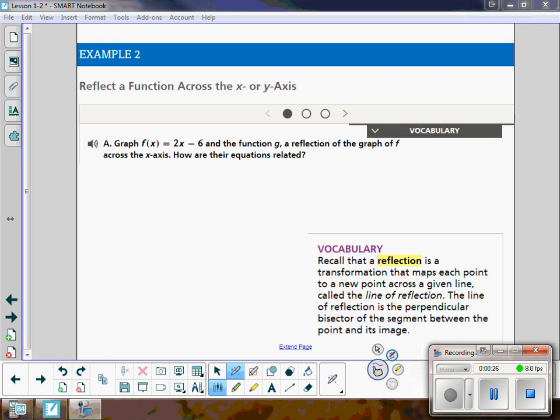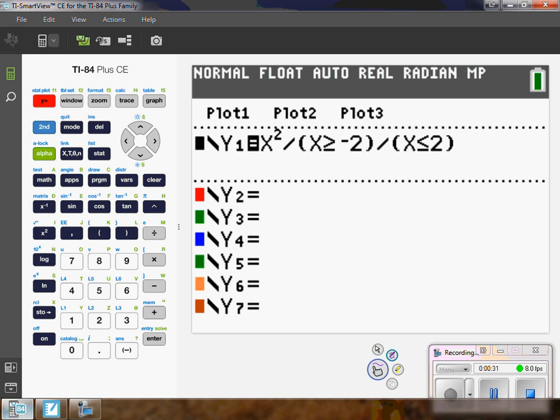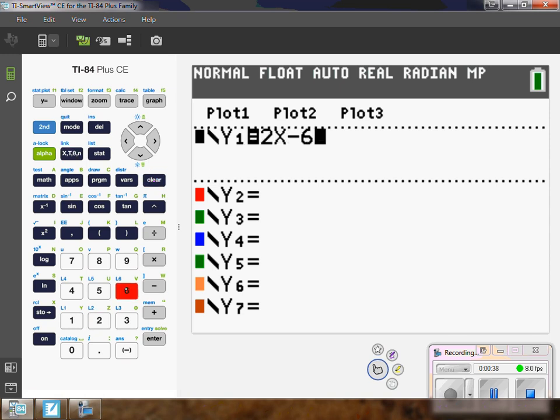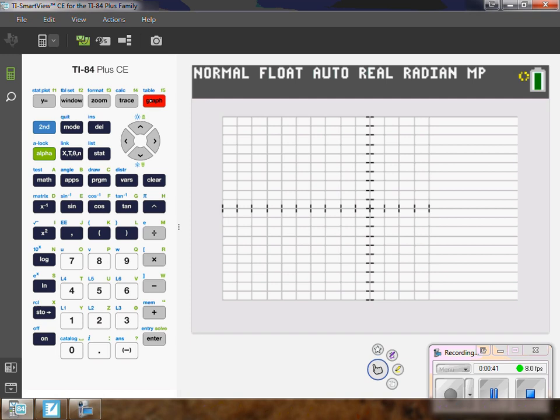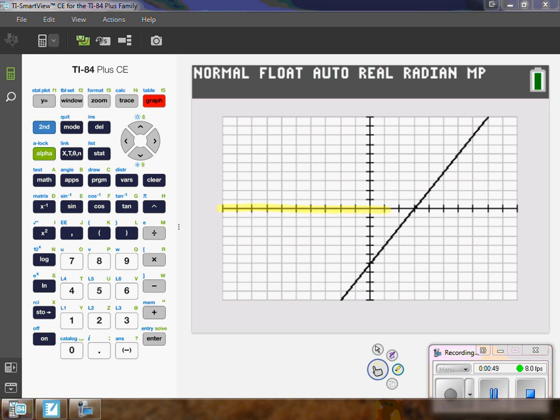So for that, if we're going to go across the x-axis, let's go to our calculator, clear this out. The equation was 2x minus 6. Take a look at this on standard window. And if we're reflecting across the x-axis, meaning that the x-axis will be our mirror line, every point is going to see sort of a twin point on the opposite side of that line. So our y-intercept of negative 6 is going to flip up to positive 6.